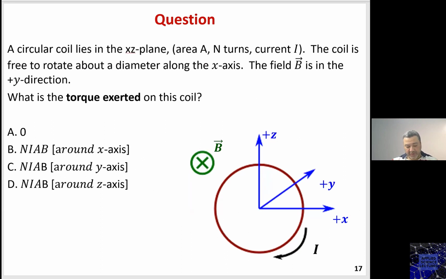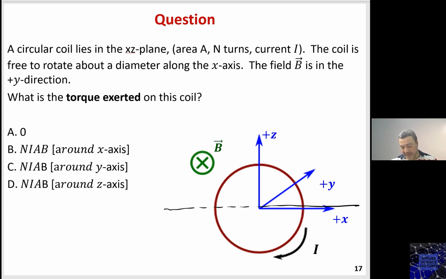In this question, we have a circular coil that lies in the XZ plane that has an area A, N number of turns, and the current I, and the current is going clockwise this way. The coil is free to rotate about a diameter along the x-axis again. So this is the axis of rotation. The field B is in the y direction. Again, the field B is into the page. What is the torque exerted on this coil?